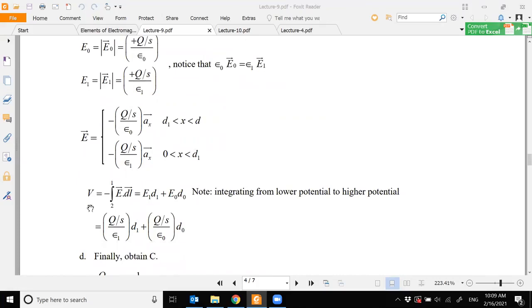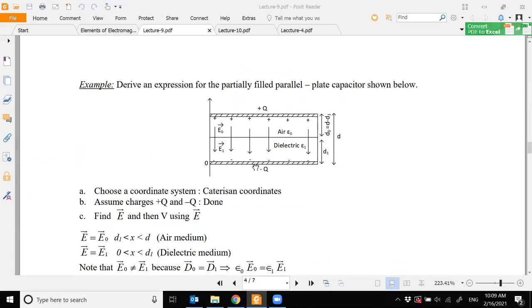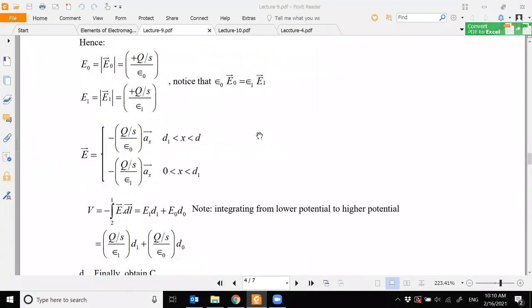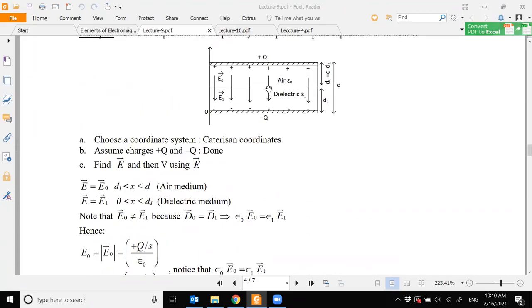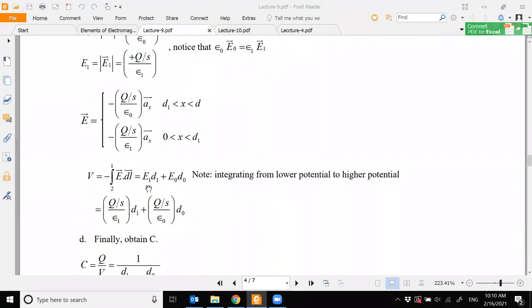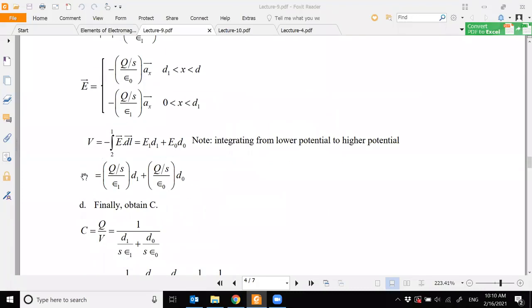Then you find the potential difference, which is minus integral from 2 to 1 of E bar dot dl, that is from the lower potential to the higher potential. Now, going from lower potential 2 to higher potential 1, I'm going in two steps, from here to here, because in this region we have a different electric field, and in this region we have a different electric field. So that's why it is two steps. When you put it in, you will get E1 D1, which is in the dielectric region, and E0 D0, which is in the air region. And if you substitute for E1 and D1, you will get this as the potential.